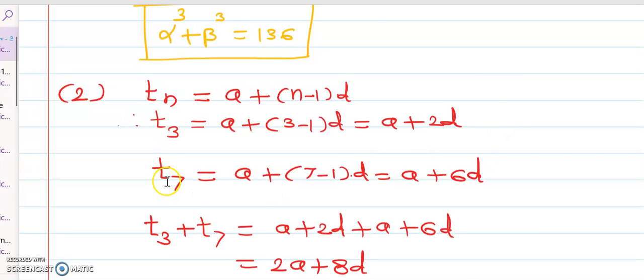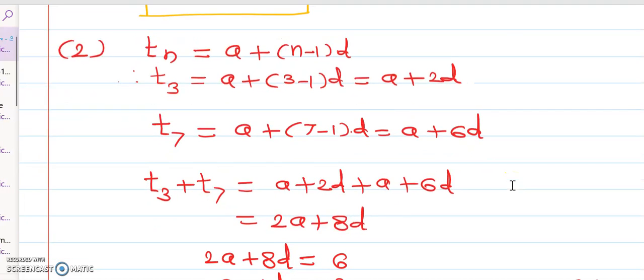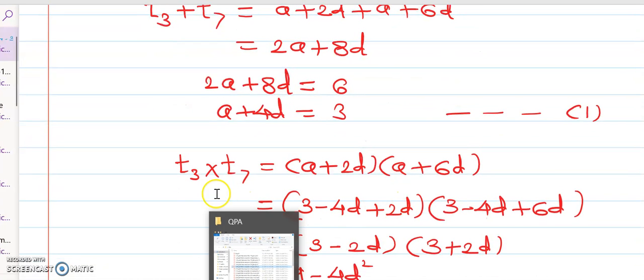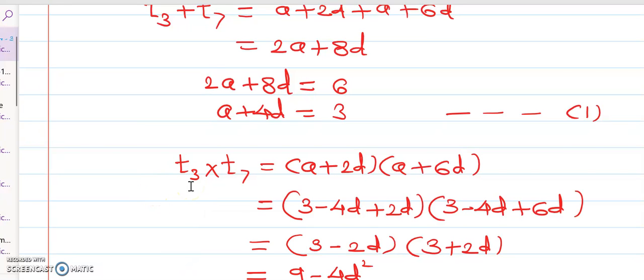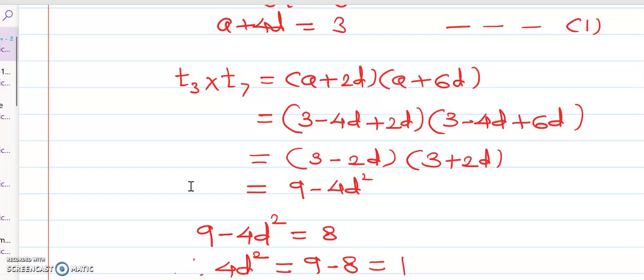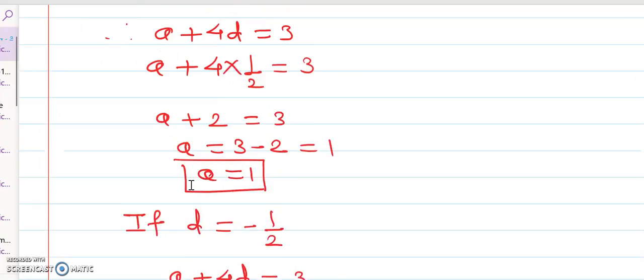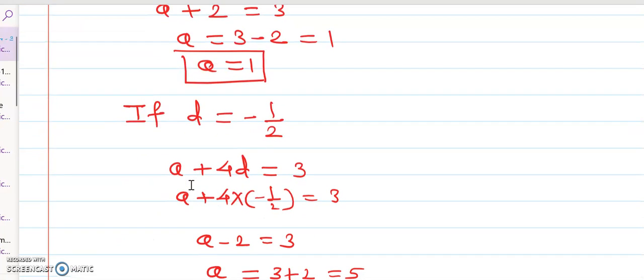that is a plus 2d. What about the next? T7 is equal to a plus (7 minus 1) into d, a plus 6d. And their sum is T3 plus T7. If you add this, then you will get 2a plus 8d, that is equal to 6. Therefore, the first equation is a plus 4d is equal to 3. What about the next? Their product, T3 and T7. And this we can solve. The terms are like this.